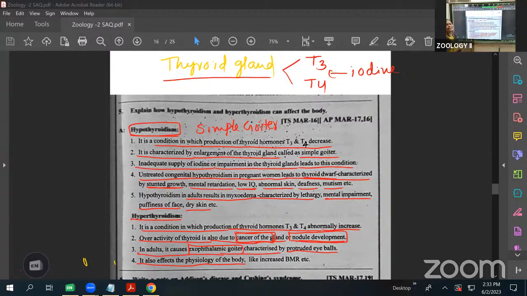All the metabolic activities are mainly controlled by the thyroid gland. When more thyroxine hormone is released, the basal metabolic rate, BMR, increases. Metabolic activities such as digestion, respiration and circulation are also increased, so the physiology of the body is affected. Clear? This is about hypothyroidism and hyperthyroidism, which are very, very important. Next, we are going to the next answer.